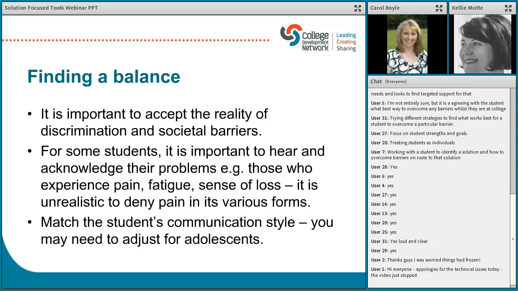Okay, so that was just about finding a balance, so that people do feel that they're being understood, and not just told to focus on the positive all the time if there's something they really want to talk about.